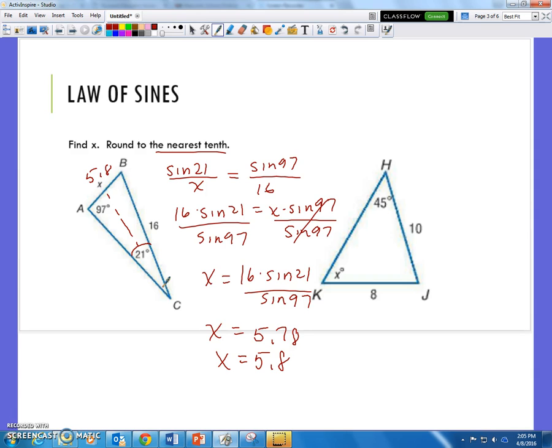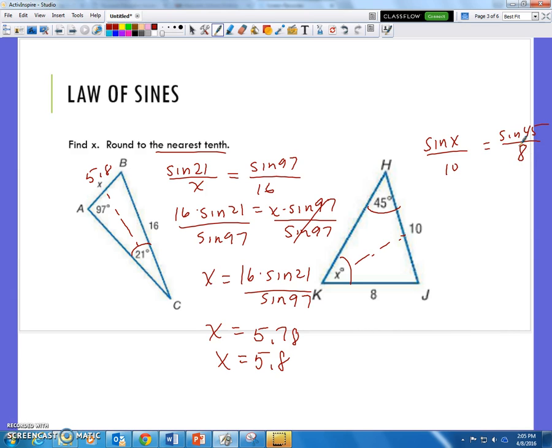This time what I have is an angle and its opposite, and I'm missing an angle and I have its opposite. So again, I can't just say, oh, just do the tangent of 45 equals 8 over 10. It's not a right triangle. That's not going to apply to this. What I can do is say the sine of x compared to its opposite, 10, should equal the sine of 45 over its opposite, 8. And now it's just a matter of solving.